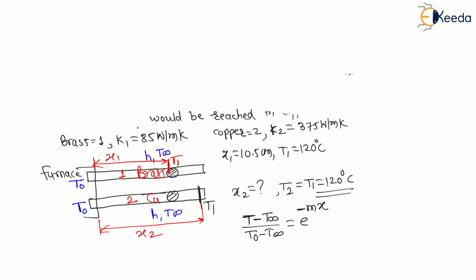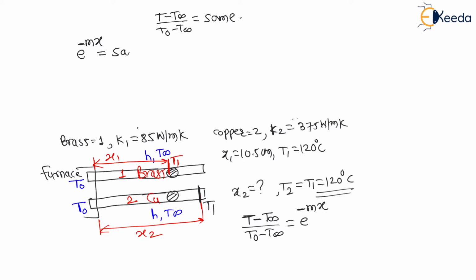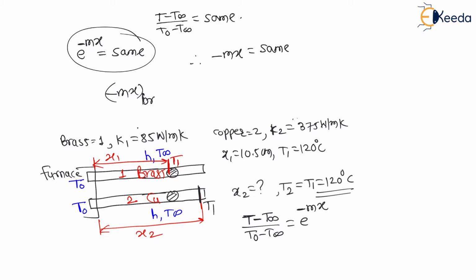Now let us understand what they are mentioning here. Don't erase the given data, right? Here, this ratio (T minus T infinity) divided by (T naught minus T infinity) is the same for both. Therefore, I can say e to the power minus mx will be the same for both. That means minus mx of brass will be equal to minus mx of copper. Therefore, minus minus will get cancelled, and we can say the mx product of brass is equal to the mx product of copper. This will be the condition.